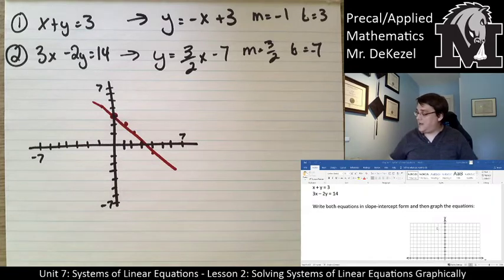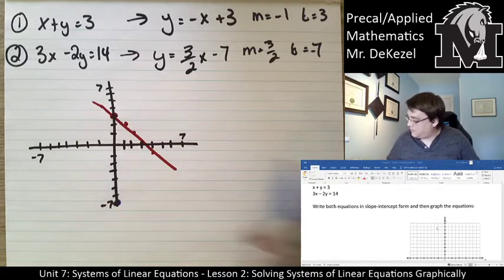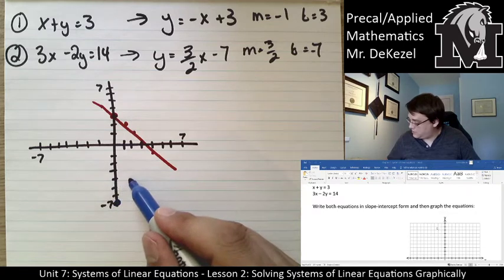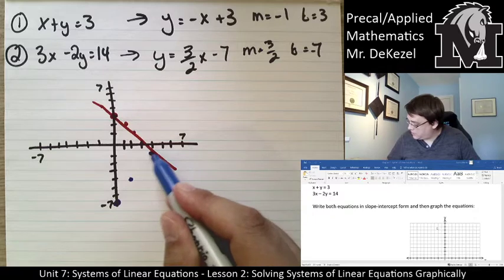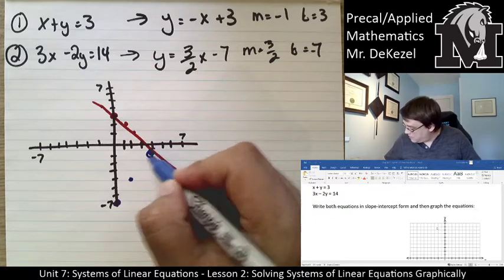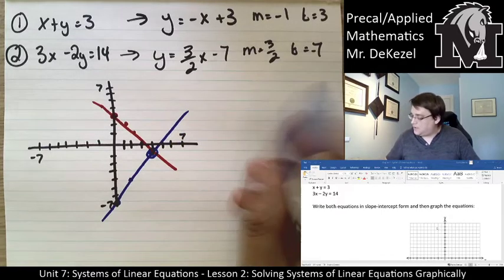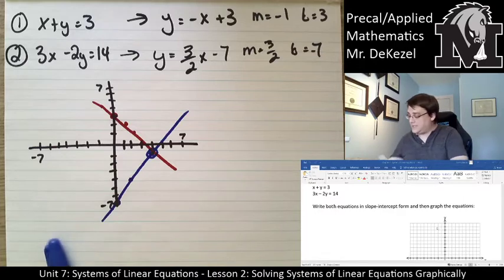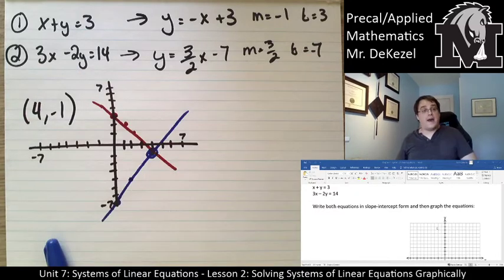Our second line, we start at negative 7 down here, and we're going to go up 3 and over 2. So 1, 2, 3 up and 1, 2 over. Okay, so I have found a place where there is a point on both of the lines. What point is that? That point is 4 on the x-axis and negative 1 on the y-axis.